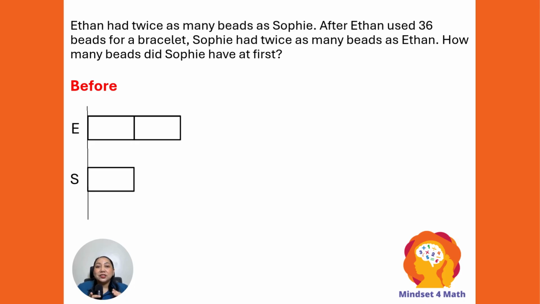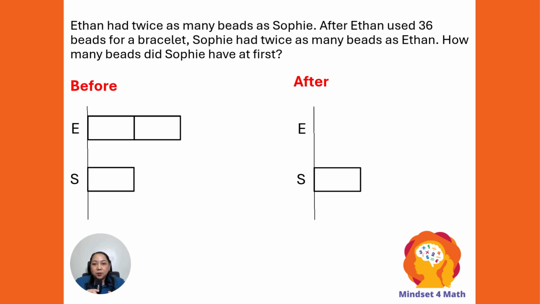This means that there's a change that occurred in the problem. That means we need to use the before and after model. So, the one that we drew earlier is the before model. Since in this problem it was only Ethan who used 36 beads, nothing changed with Sophie's number of beads. So that means whatever the size of Sophie's unit in the before model, that would also be the size of the unit for Sophie in the after model.